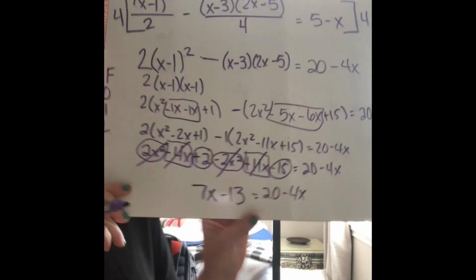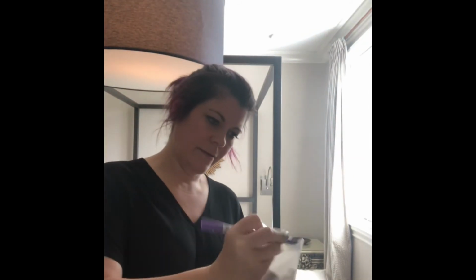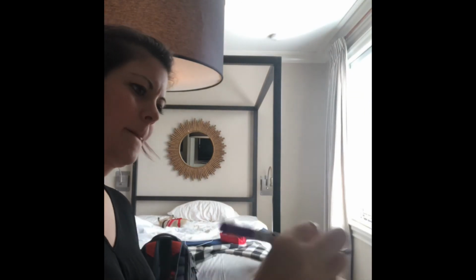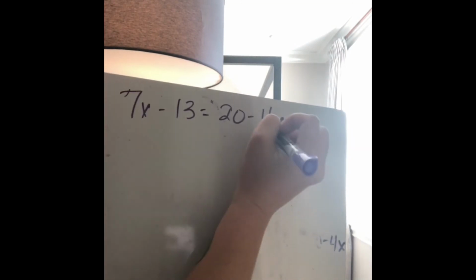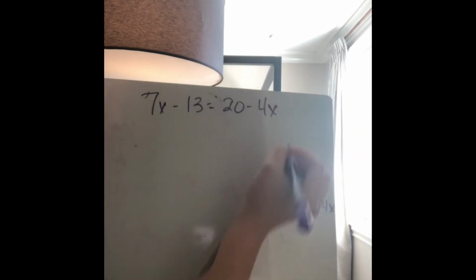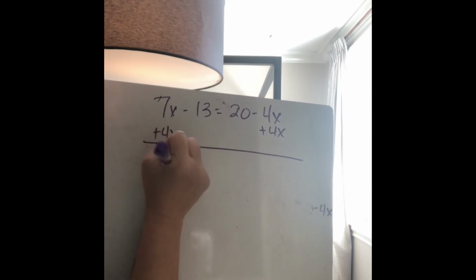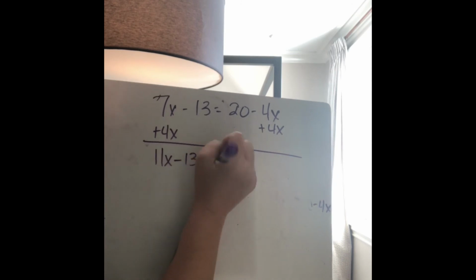I'm running out of board room, so I'm going to erase this and rewrite it at the top here. So 7x minus 13 equals 20 minus 4x. Okay. So now we continue to solve this. I can move this 4x over because I need to move the sides. So plus 4x, plus 4x. So that's 11x minus 13 is equal to 20.